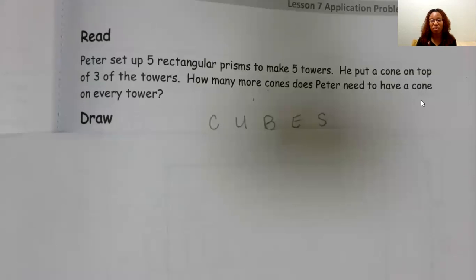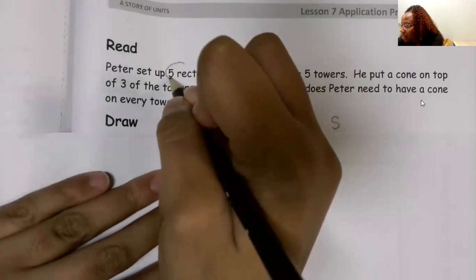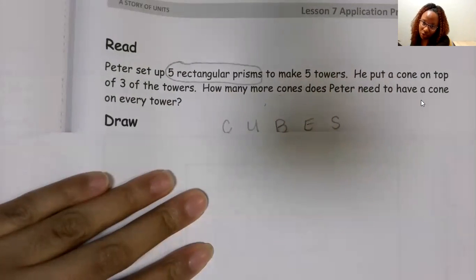I know some of you might have said Peter, but for this word problem, I don't want to circle Peter because we only have one person in here and we don't really need that in our drawing. But we do need to circle 5 rectangular prisms, because that's going to help me out with my drawing.